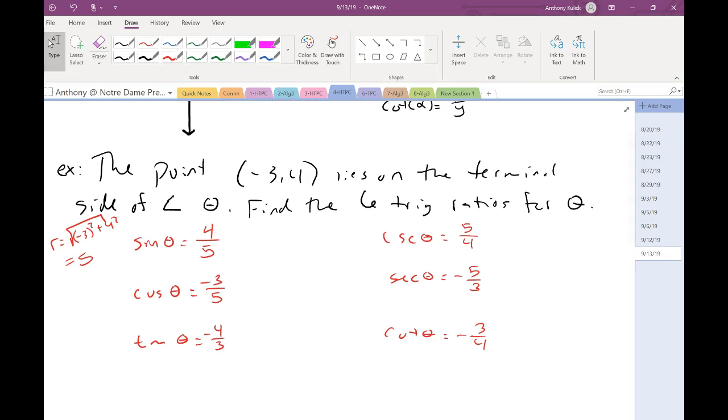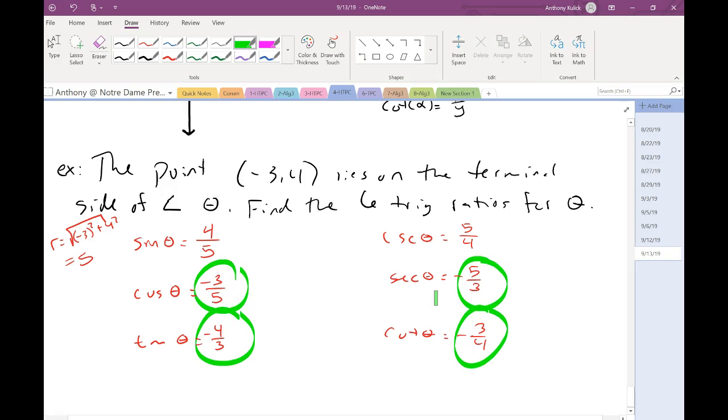So notice what we've done here. We've changed our definitions of sine, cosine, and tangent. Instead of being tied to side lengths of a right triangle, they are now tied to a point on the terminal side of our angle. As a result, it's now possible to get negative values from sine, cosine, and tangent, because the ratios are no longer length related. They're locations on the xy coordinate plane.